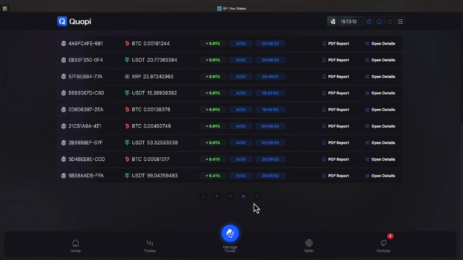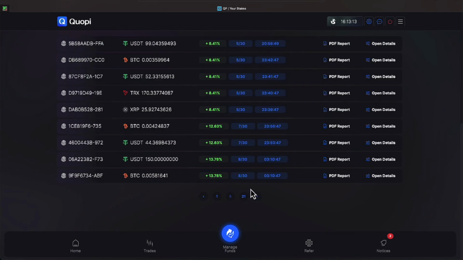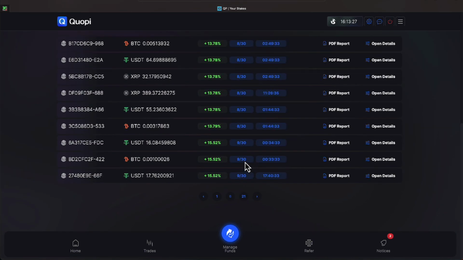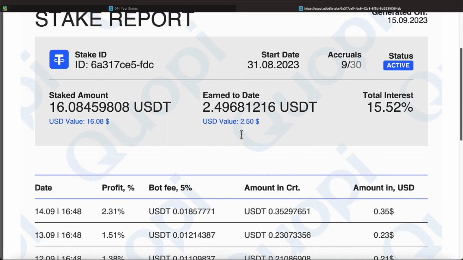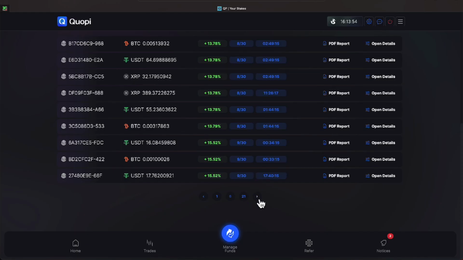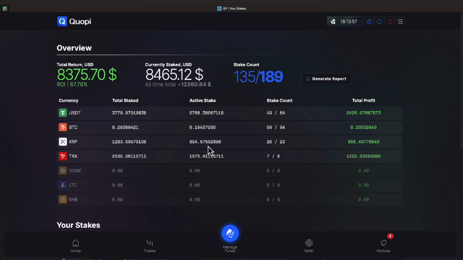Let's go ahead and go to 5 trading days where Quopi has achieved an 8.41%. And on 7 trading days, Quopi has achieved a 12.63, and on 8 trading days, Quopi has achieved a 13.78%. If we go to 9 trading days, Quopi has achieved a 15.52%. And let's go ahead and look at the $16 that we gave Quopi to work with, everyone. We gave Quopi $16.08, and in return, Quopi has returned to us $2.50, or 15.52%, and that's on 9 trading days, everyone. Still has 11 more trading days to work the magic of trading for us.